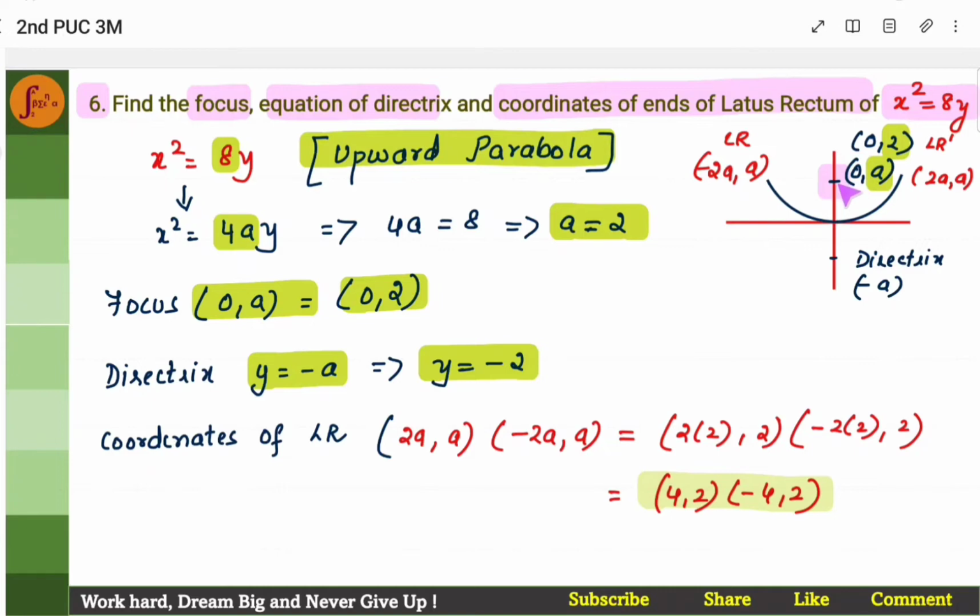Directrix. Directrix is exactly the opposite side of the focus. So if this is the focus and this is the directrix, it's going to be minus a. So on which axis is it? The directrix is on the y axis. So y is equal to minus a. So y is equal to minus 2.